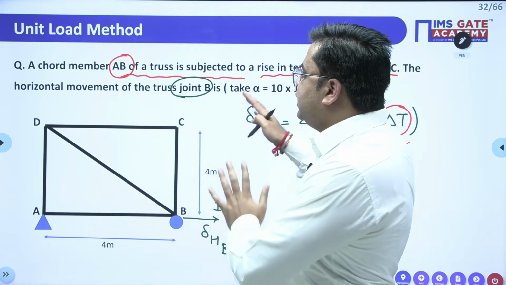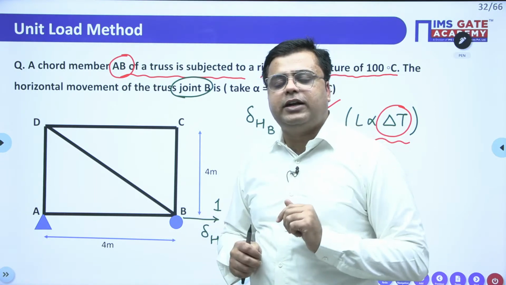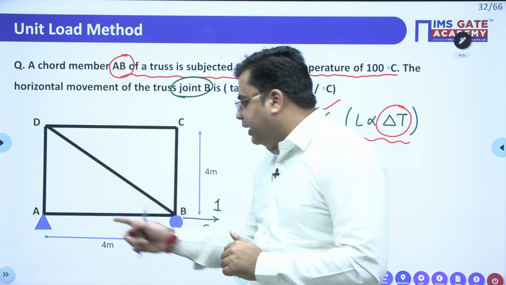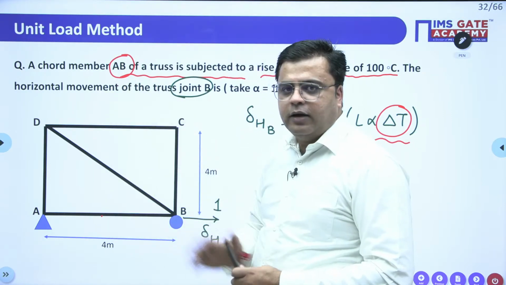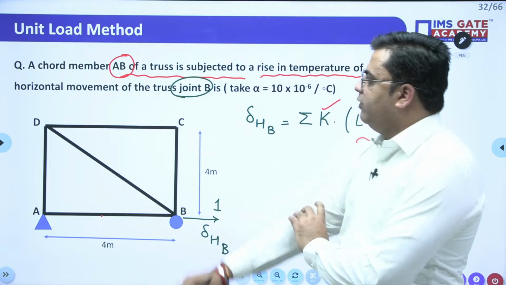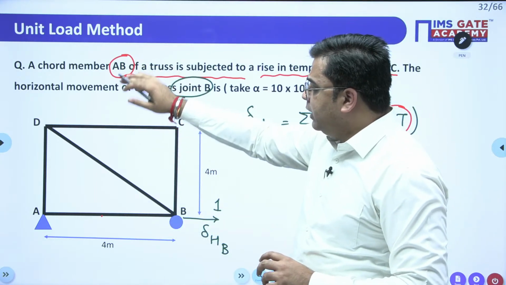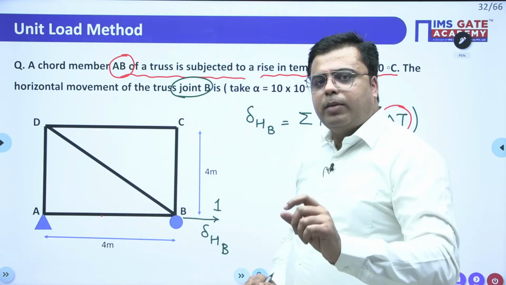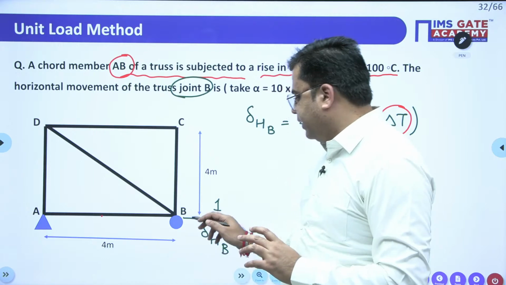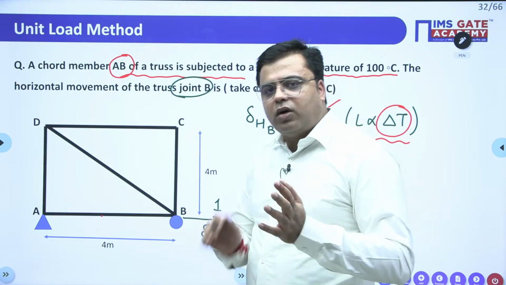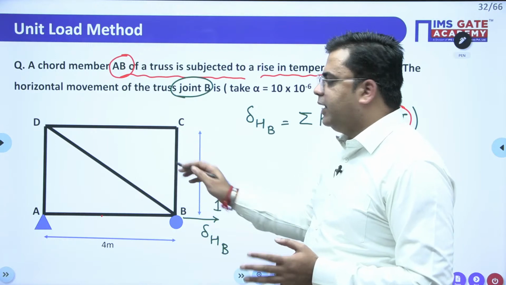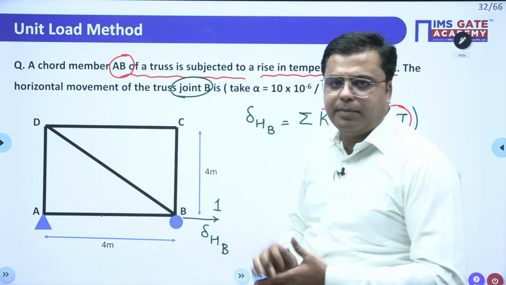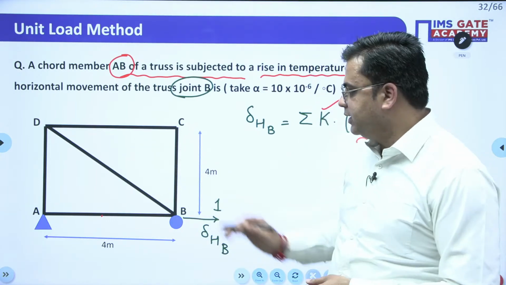So when the question is framed with respect to the change in temperature, you only need to know the K value for the member that has the change in temperature. In this question, the change in temperature is only with member AB. So only for member AB we need this K value. For the rest of the members, L into alpha into delta T is already 0, so there is no point in calculating the K values for the other members when the question is framed like this. Is this clear to everyone?